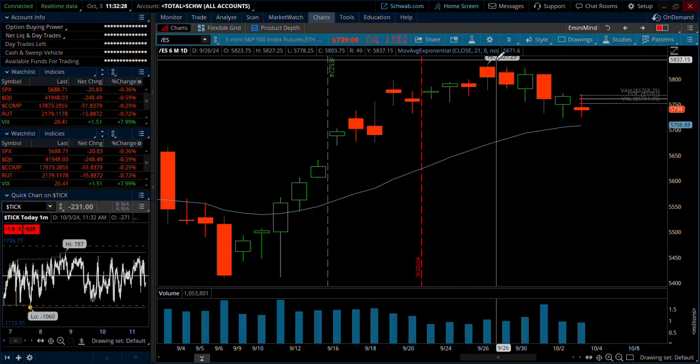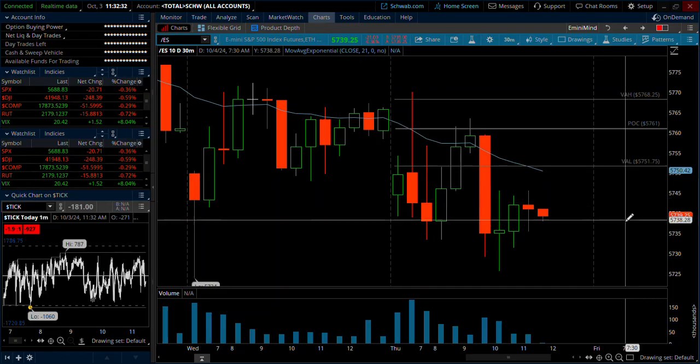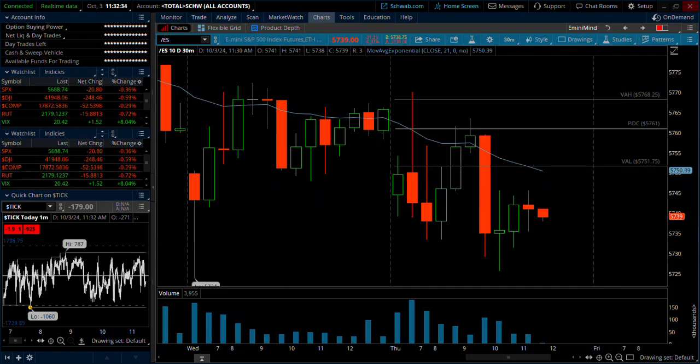Without getting into too much detail on how it's calculated, if you search market profile over at EminiMind, I can put the link below in the description too. You can read more about market profile, how to calculate it using the TPOs, the time price opportunities, and the 30-minute chart, and how you can break it up into the various columns.